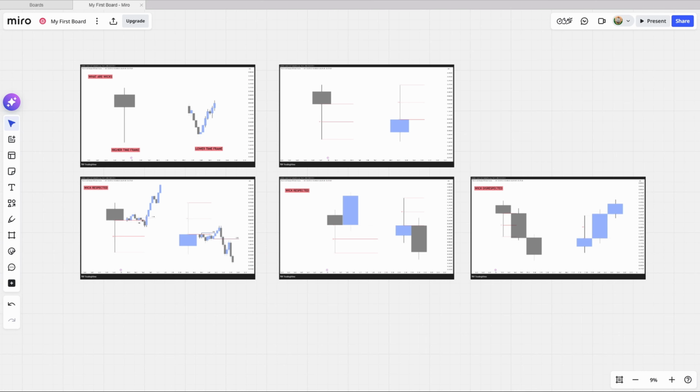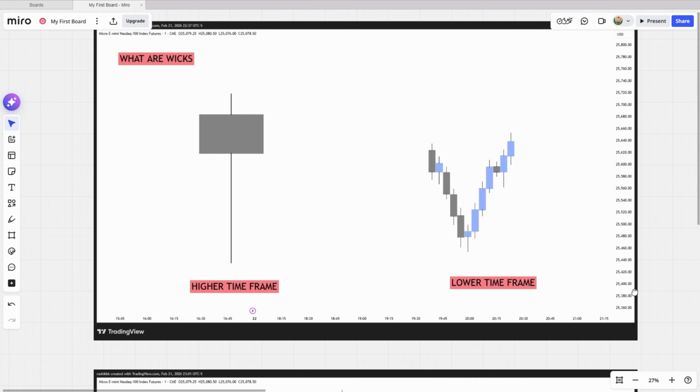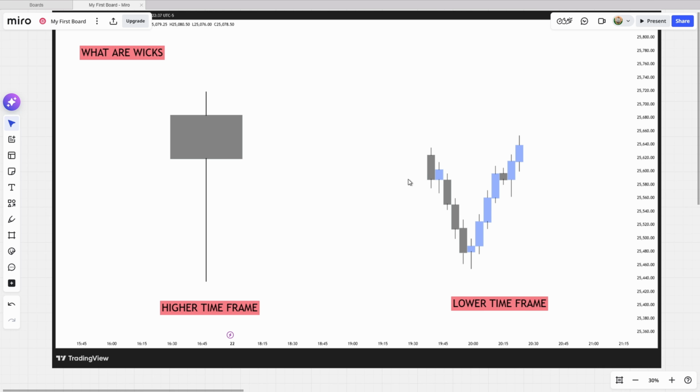So let's really slow this down and understand wicks properly. A wick is not just some random shadow on a candle. A wick represents lower time frame aggression and reversal that happened inside that higher time frame candle. When you see a long lower wick, that means at some point during that time period price sold off aggressively on the lower time frame, and then buyers stepped in just as aggressively and pushed price back up before the candle closed. So when you see a wick, you are actually looking at a lower time frame reversal compressed into a single higher time frame candle.